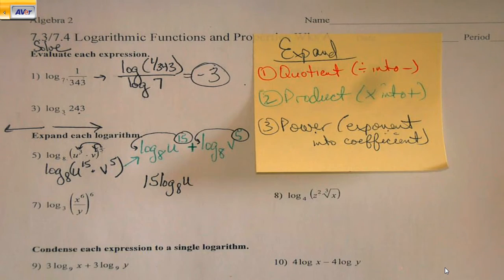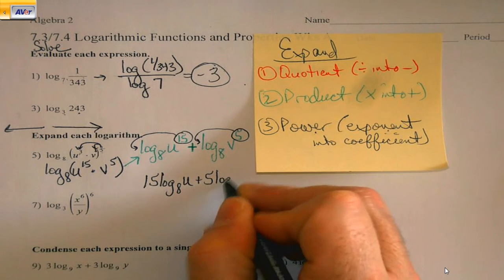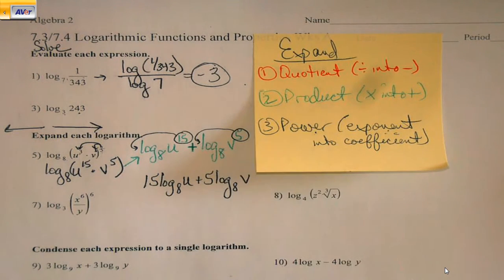So my 15 moves from an exponent to in front. My 5 moves from an exponent to in front. So if I've gone step by step like it is in the list, at this point I know I'm done. But if I don't, what I'd basically do is say, do I see any fractions?